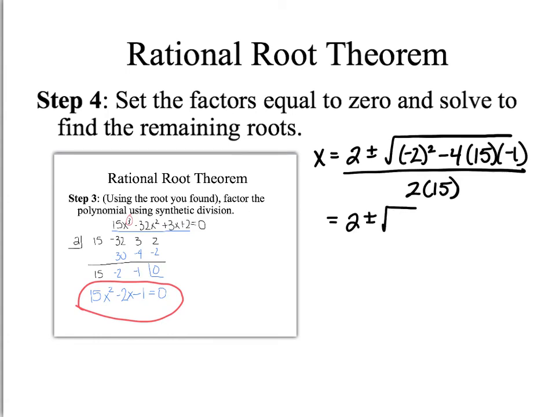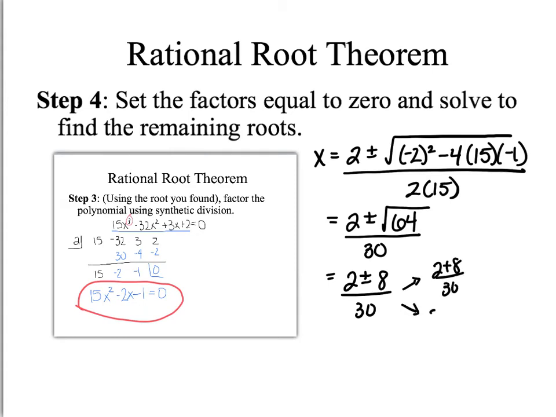The radicand is going to be 64. So we have 2 plus or minus the square root of 64 over 30, which reduces to 8. This is going to break down into 2 plus 8 over 30, and then 2 minus 8 over 30.